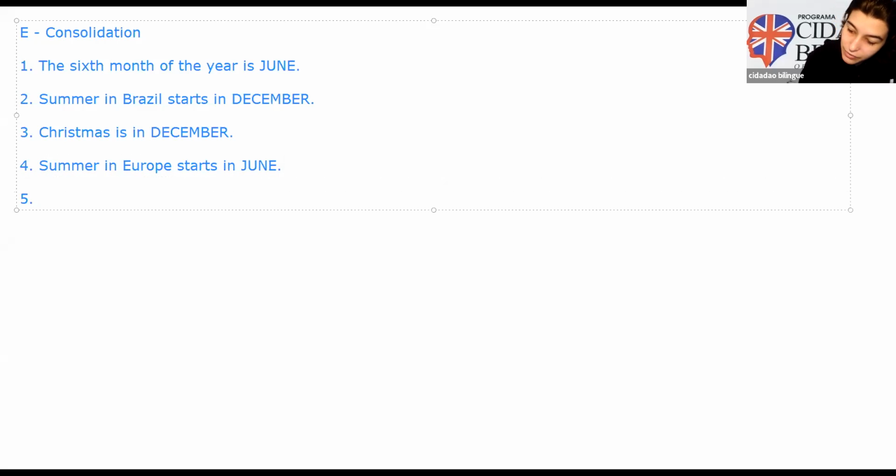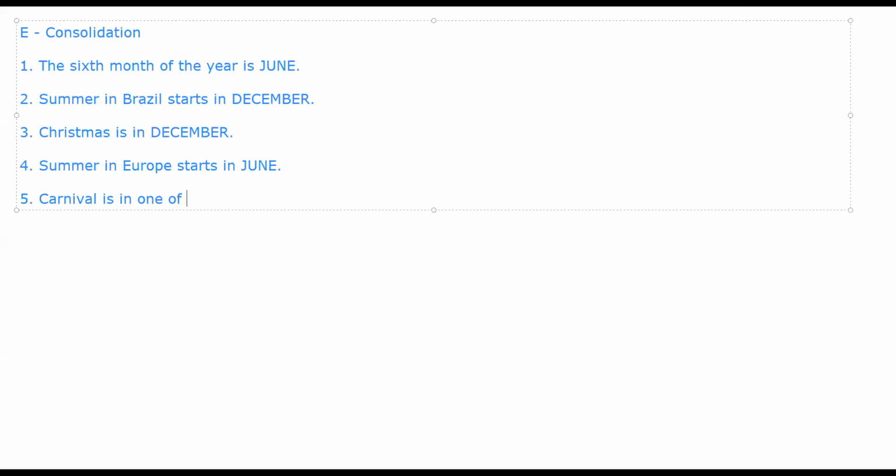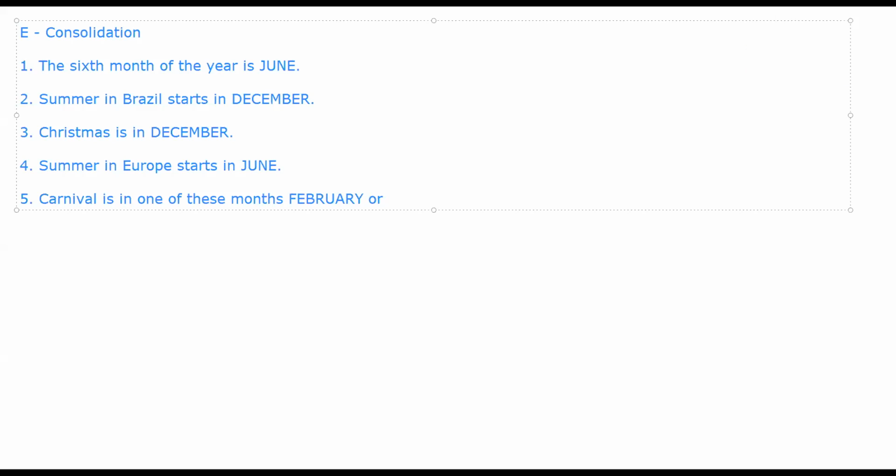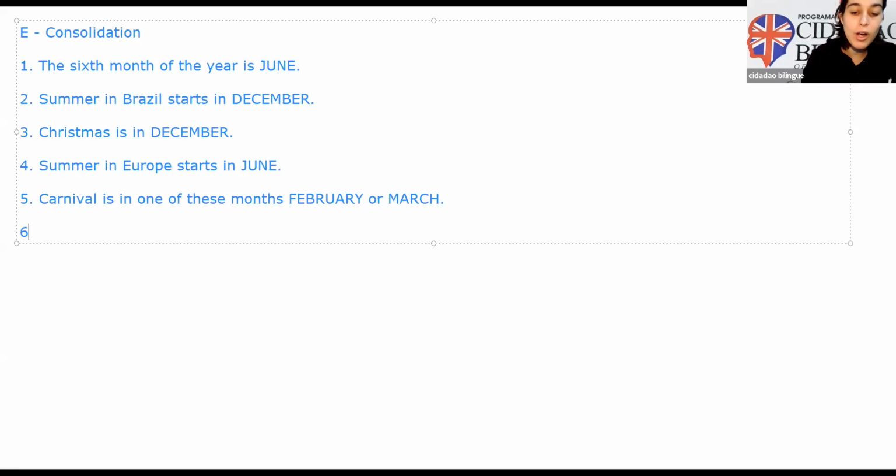Number five, Carnival is in one. Fevereiro, só não sei falar. February. Months. February. Okay. Is one of these months. So we have two, February or March. Okay, February or March.